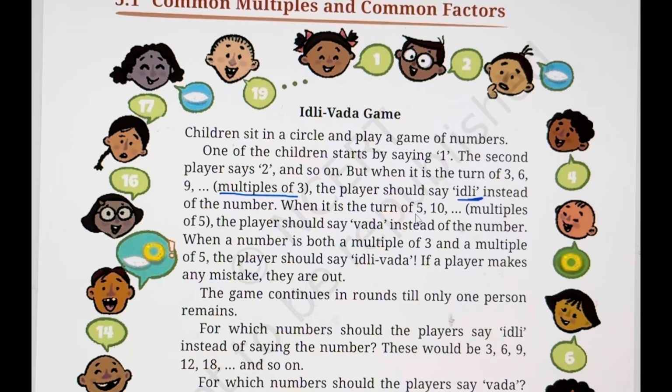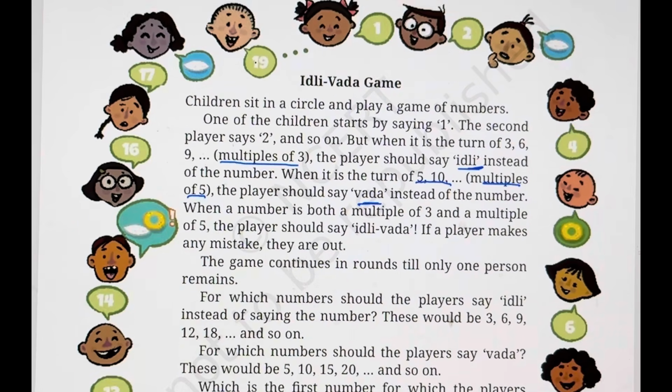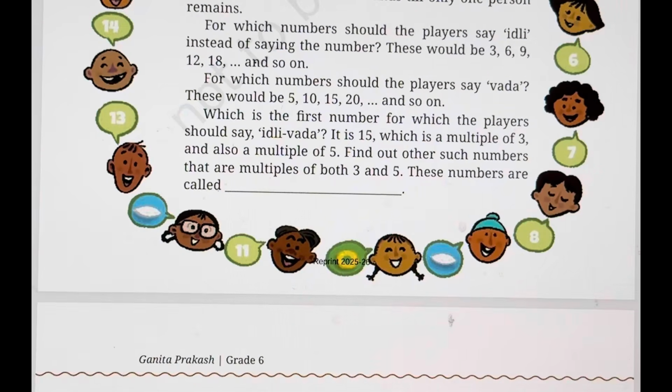And when it is the turn of 5, 10, 15, the multiples of 5, the player would say vada. So, if I say 1, 2, then idli, 4, vada, 6. Sorry, I am out. For 6 I had to say idli, because it is a multiple of 3. If a player makes any mistake, they are out. That's the game. The players continue in rounds till one person remains, and like all other games, one person will be the winner.